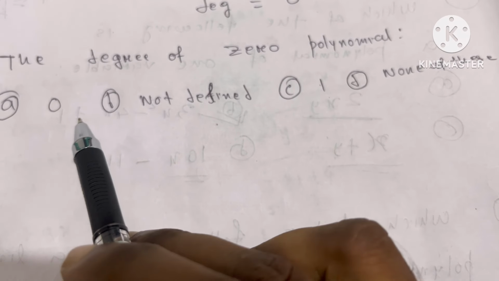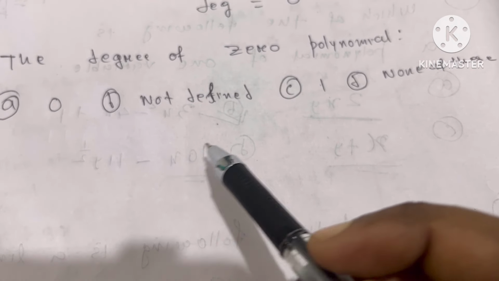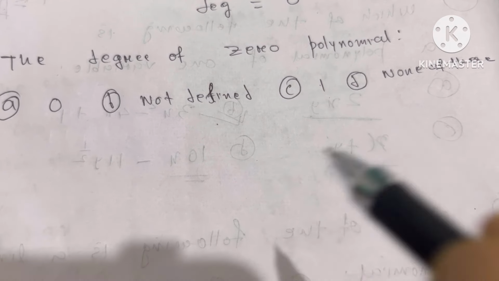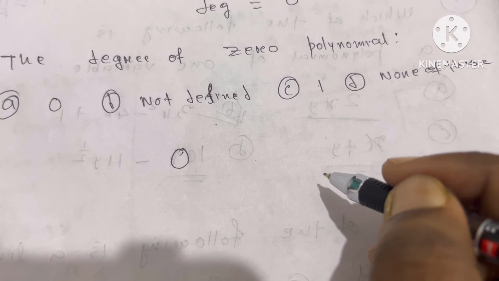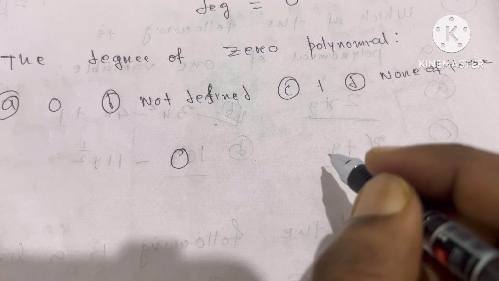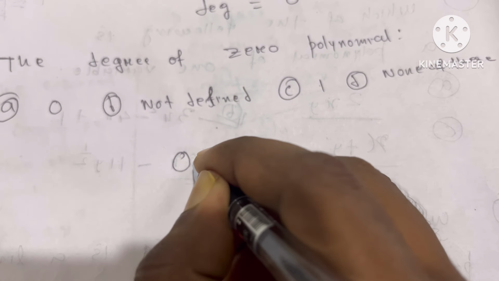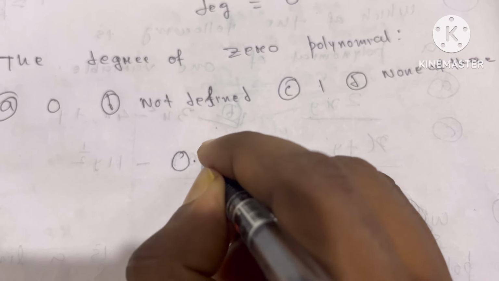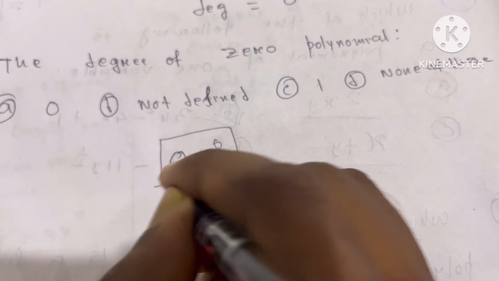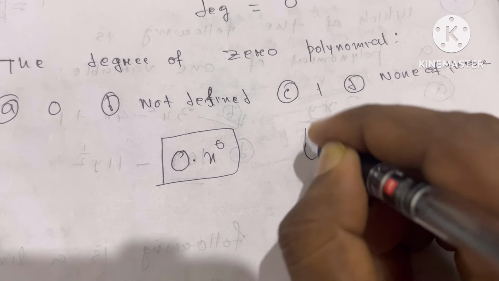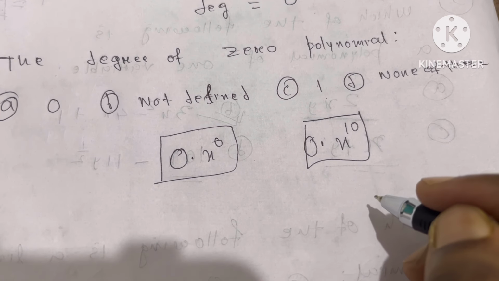The degree of 0 polynomial: A is 0, B is not defined, C is 1, and D is none of these. The number 0 is called the 0 polynomial. So why is the degree of 0 polynomial not defined? Because with 0 we can write any exponent. So 0 times x to the power 0. If you write like this, then the degree of 0 will be 0. And you can write 0 times x to the power 10 also. In this case, the degree of this polynomial is 10.